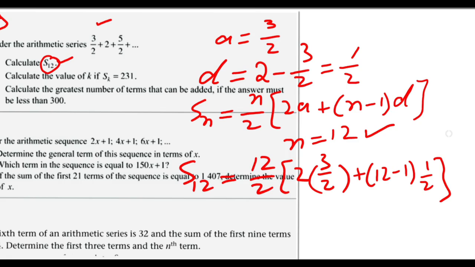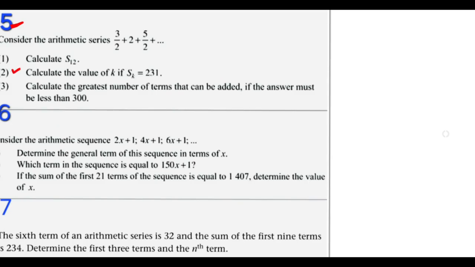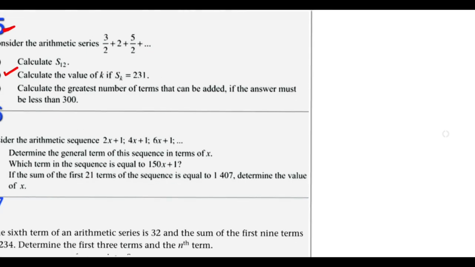So I'm going to use the calculator one time, and my final answer will be 51. So the second question, he said calculate the value of k if Sk is equal to 231. Now set up the equation for Sk. So we're going to use the Sn formula. Remember this time we have a = 3/2, and we already have d = 1/2, and Sk is equal to 231.